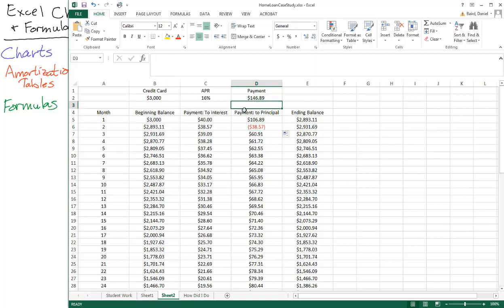Did we really want to take this one minus that one? No, we wanted to peg this guy solid. So up here, we want this D2 to always remain absolute, no matter when we copy it. And the way you do that is by dollar signs. If you put a $D and a $2, then that will make it so that when you copy it, it will always keep D2 in the formula. That's called an absolute reference.